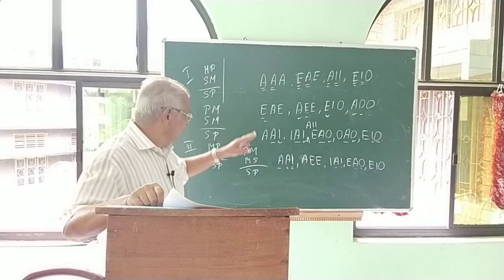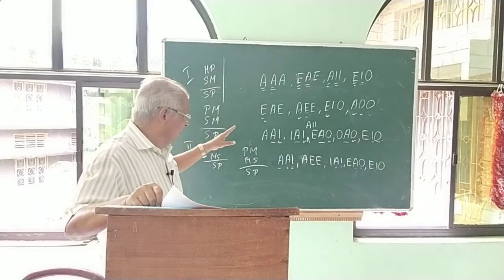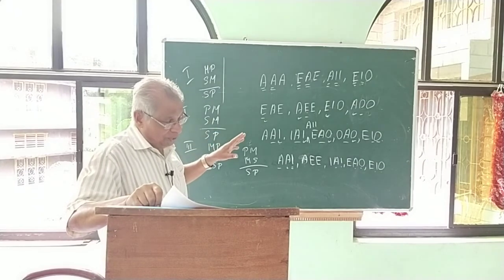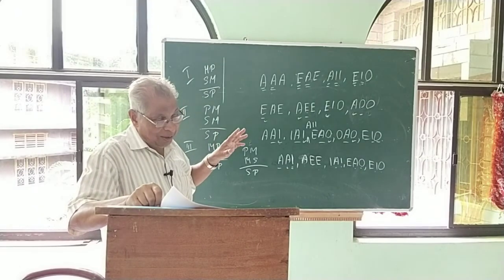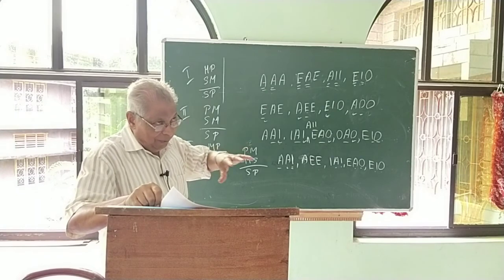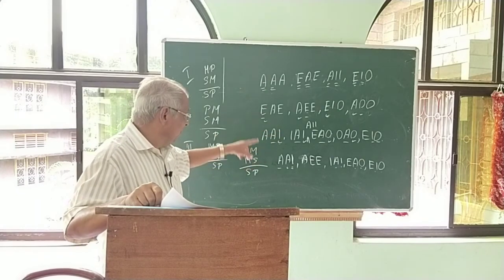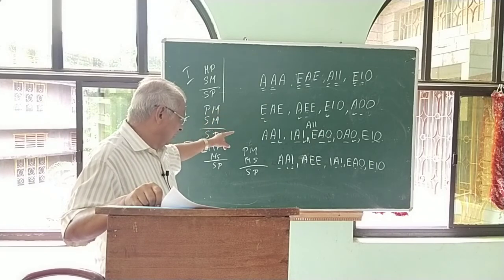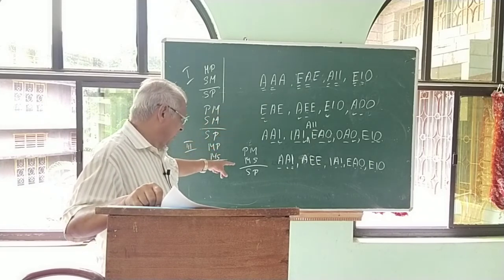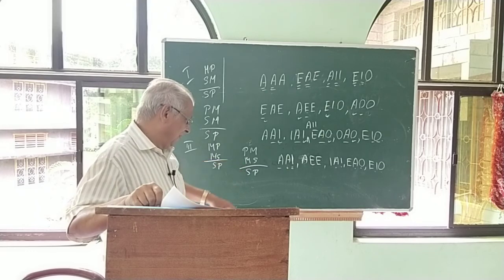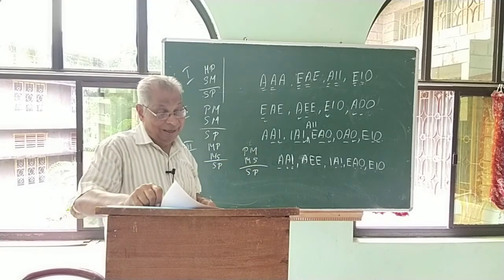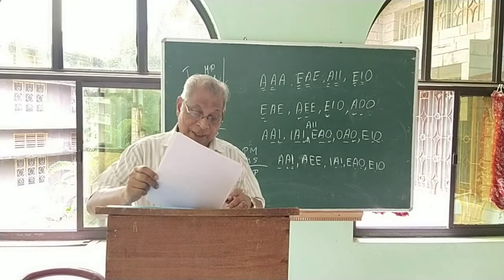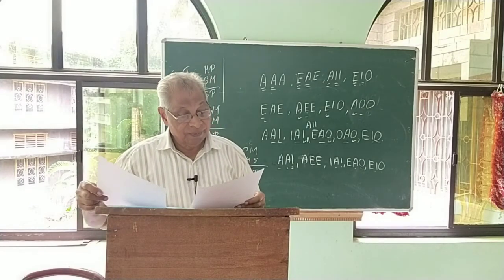So altogether there are 19 valid moods, and they are distributed among the 4 figures. The first one has 4, the second one again 4, the third has 6, and the fourth has 5. Then altogether we get 19. So these are the valid moods of the categorical syllogism.